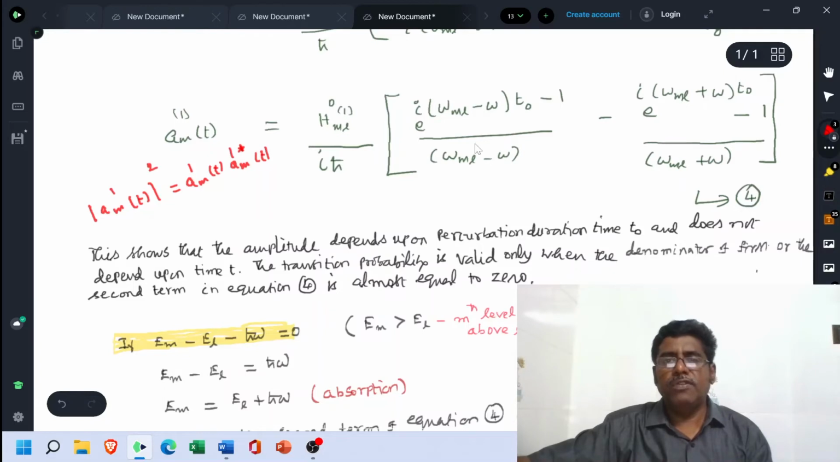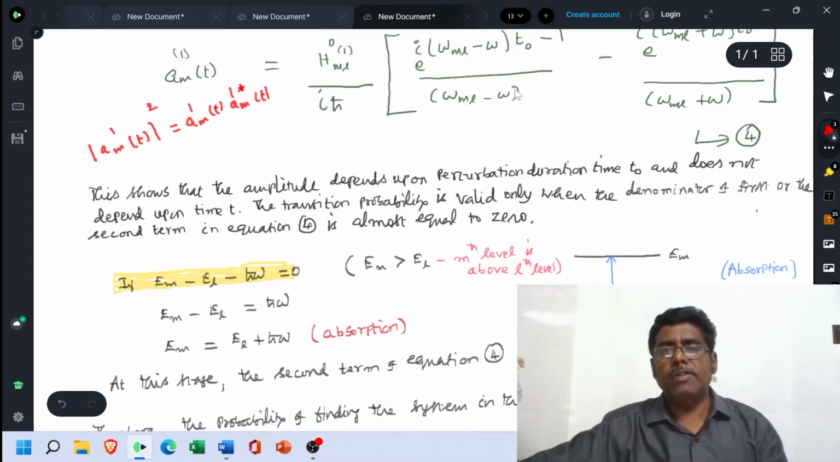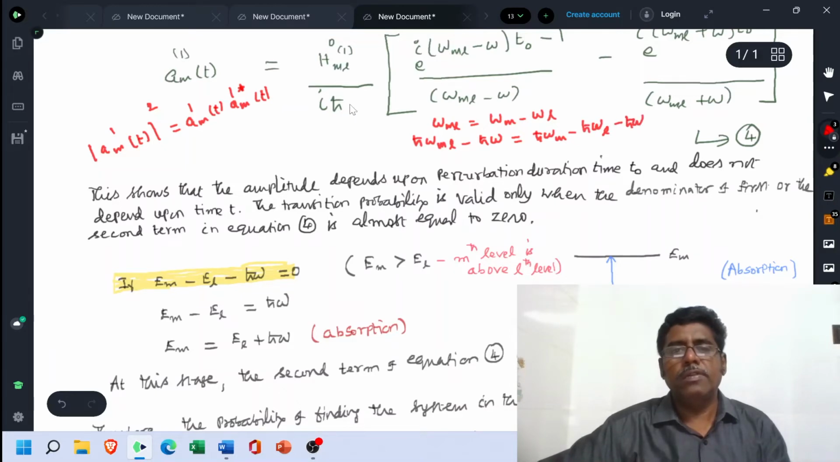Suppose the denominator of the first term is 0. The transition probability is calculated by assuming ħω_ml − ħω is equal to 0. See here, ω_ml is actually ω_m − ω_l, so ħ operates on each: ħω_ml − ħω is equal to ħω_m − ħω_l − ħω. Just ħ into this term and ħ into this term.